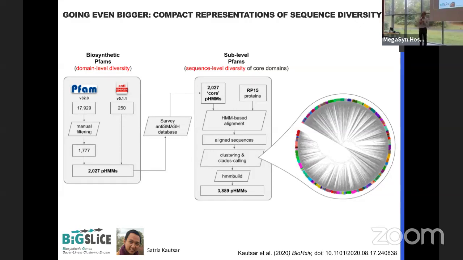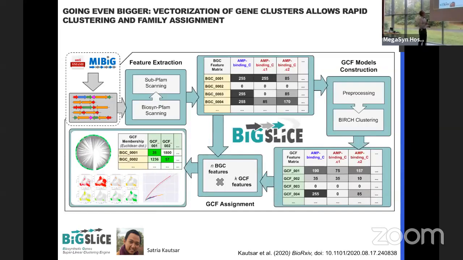So in this way, without doing sequence-to-sequence comparison, we can identify specific clades of protein domains in a gene cluster in a very fast way. So what Satya then did is, well, he applied this to a very large data set of 1.2 million gene clusters. So then you get a big matrix, a feature matrix of gene clusters here versus domains and subdomains here. And then he used a clustering algorithm called the BIRCH clustering algorithm to be able to identify gene cluster families.